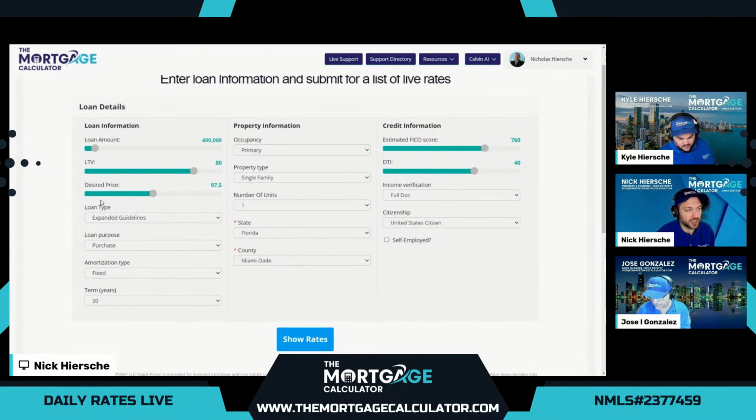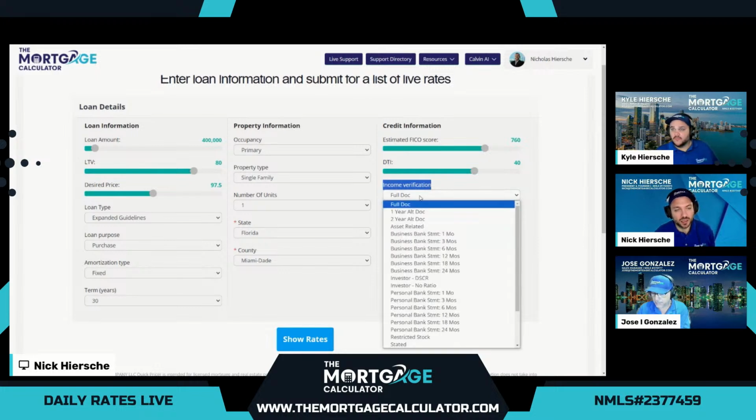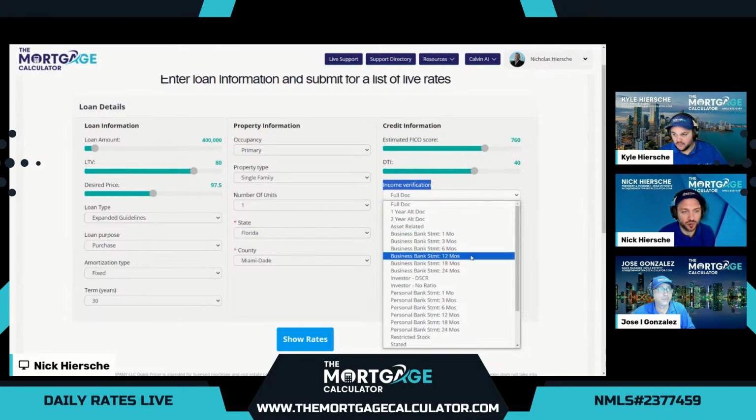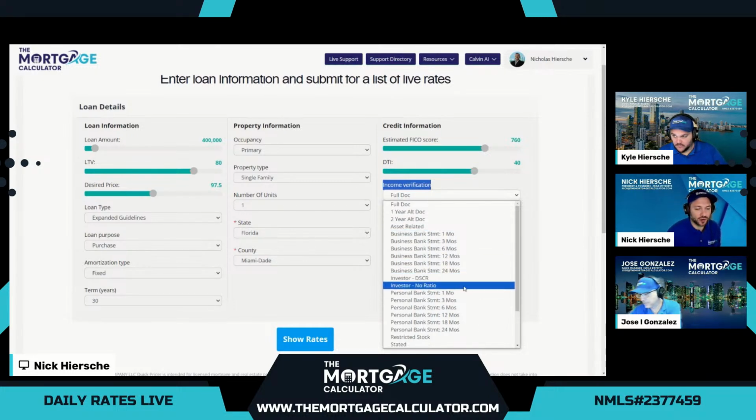So when we select non-QM expanded guidelines, now we have a new option pop up for income verification. Full doc is what we use for conventional and FHA. So if our customer doesn't qualify using full doc, 2 years of tax returns, typically we'll choose a non-QM program to take advantage of one of these alternatives. We have asset-related programs, business bank statement programs. The investment programs are just for investment properties. We'll talk about that in a minute.